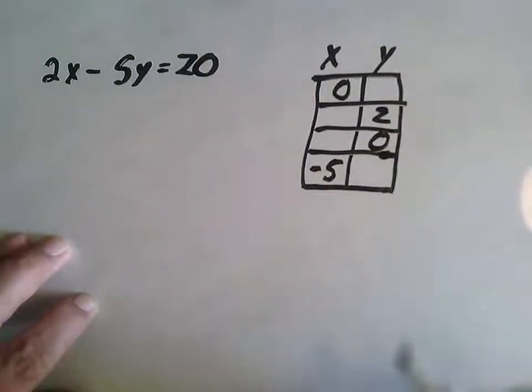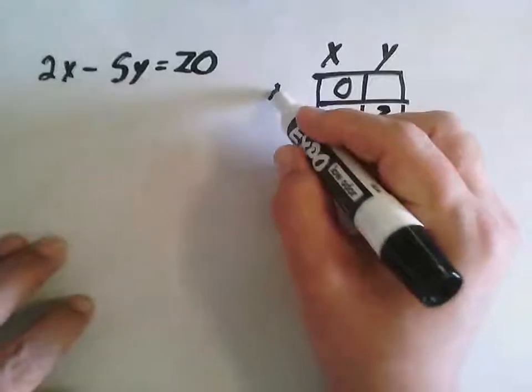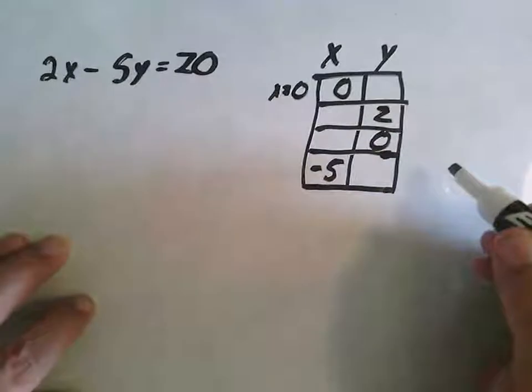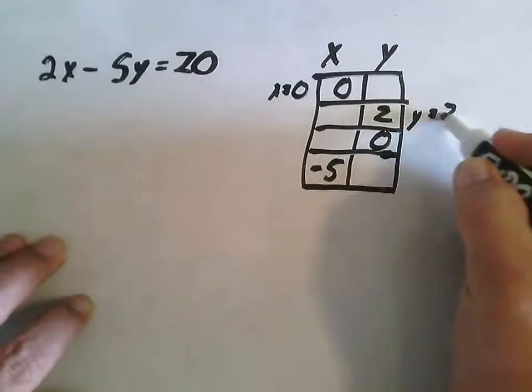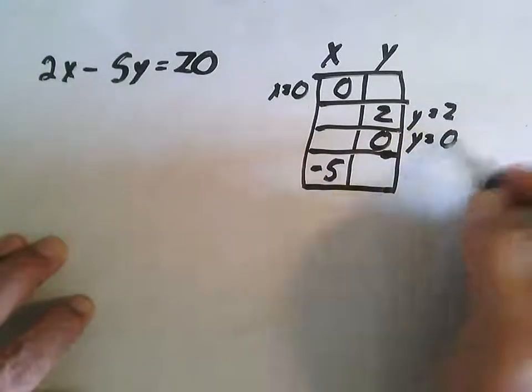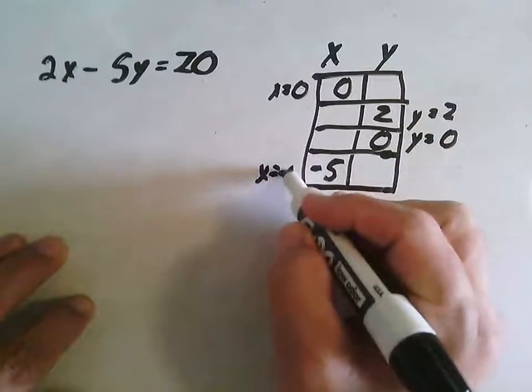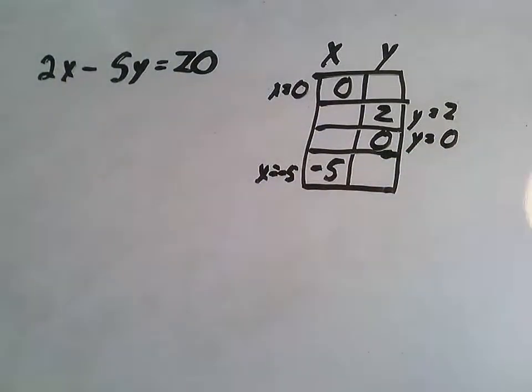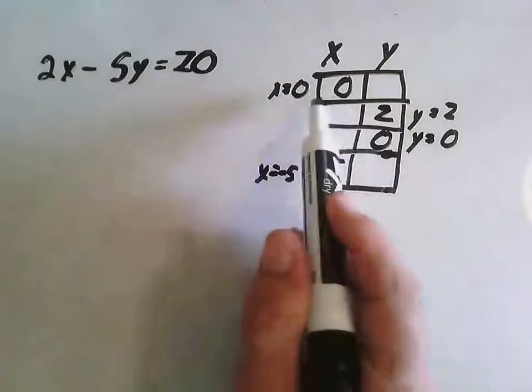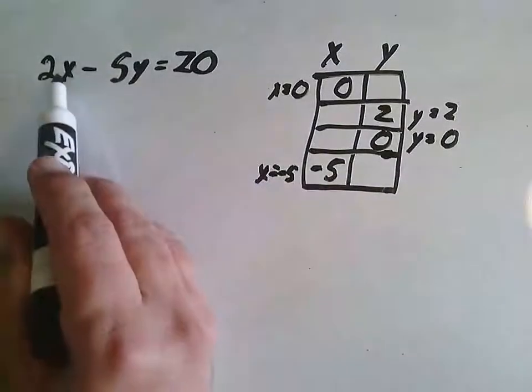So generally what I do, and you don't have to do this, but it makes it easier, is just to write out to the side: x is going to be equal to 0, y is going to be equal to 2, y is going to be equal to 0, and x is going to be equal to negative 5. I think this just helps you establish what exactly you need to do. So when I look at this one, I don't have to guess. I know that x is equal to 0.